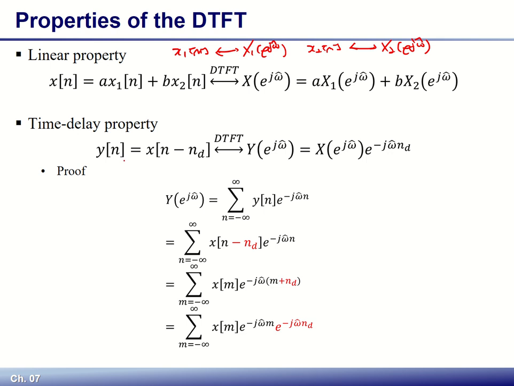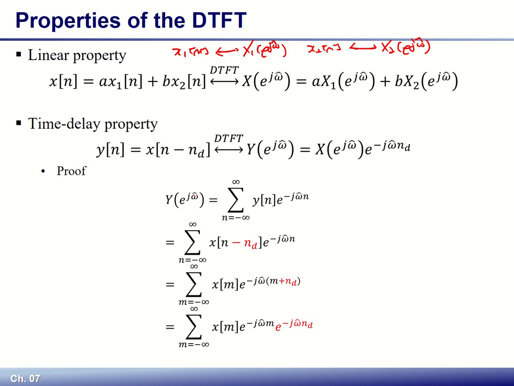The second one is the time delay property. If y[n] is a shifted version of x[n] by time nd, then its DTFT is X(e^{j omega hat}) times e^{-j omega hat nd}. We can prove this property using the definition.